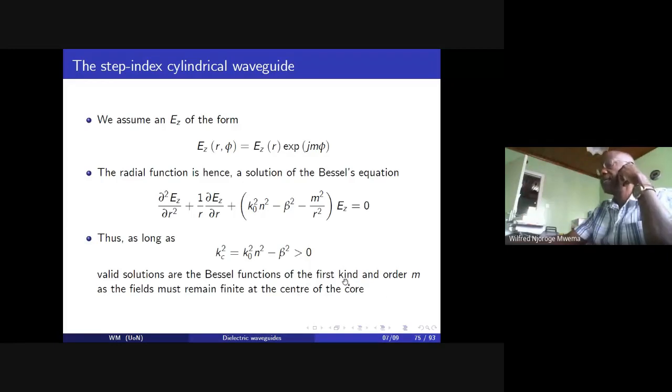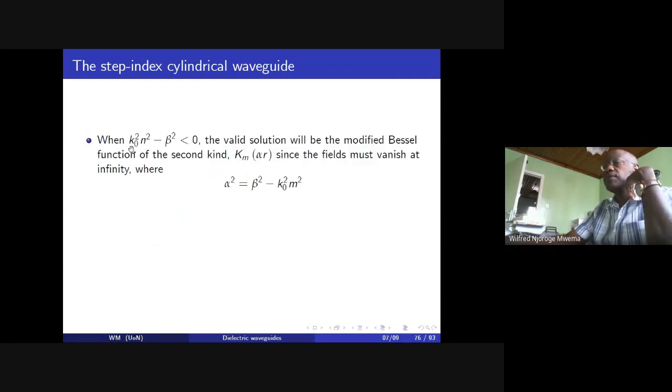Because the core is included in the solution space because we are dealing with a dielectric, and the Ez can only be 0 at the center only if we have a conductor there. So when K naught squared multiplied by the refractive index squared minus beta squared is less than 0, the valid solution will be the modified Bessel function of the second kind, because the fields must vanish at infinity, where alpha squared equals beta squared minus K naught squared n squared.